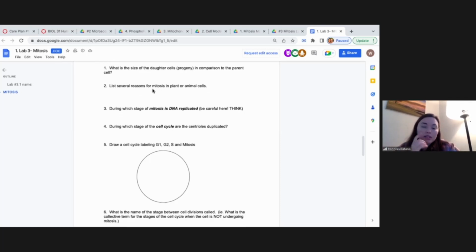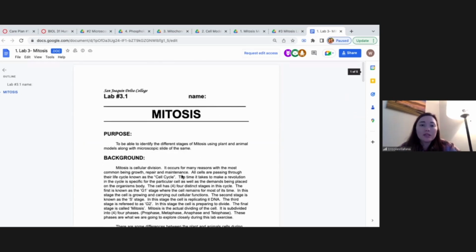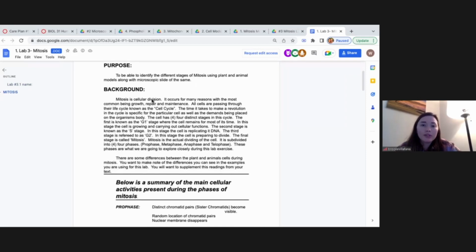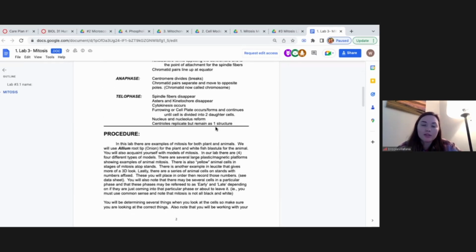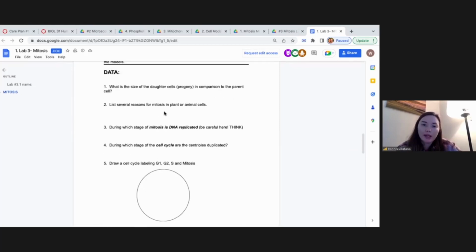So list several reasons for mitosis in plant or animal cells. These are given at the beginning of the packet. Mitosis is cellular division. It occurs for many reasons, with the most common being growth, repair, and maintenance. So growth, repair, and maintenance would be the list, several reasons there, okay?